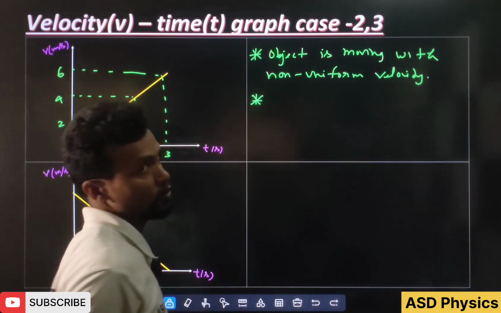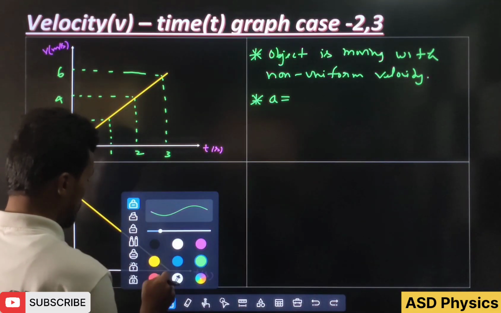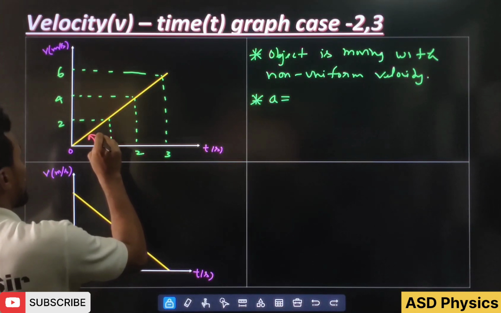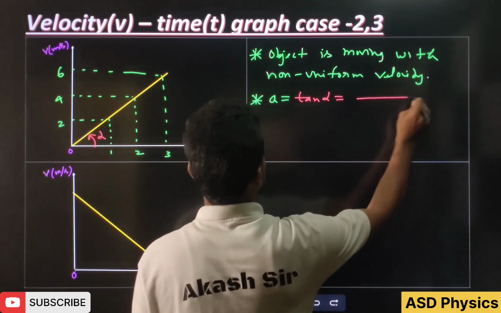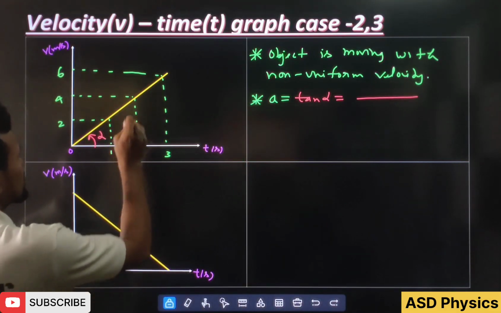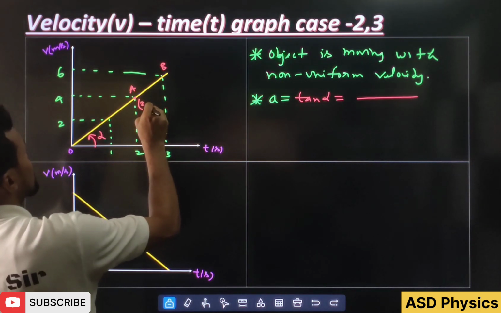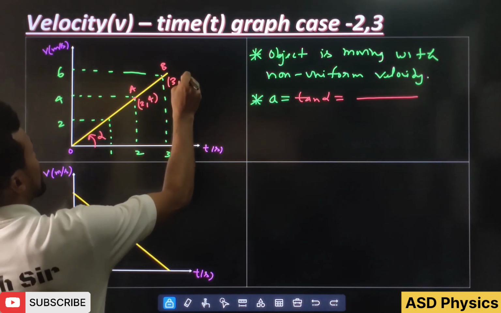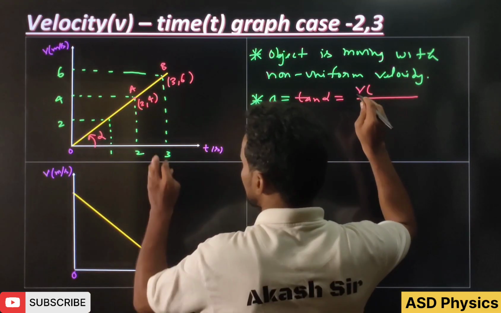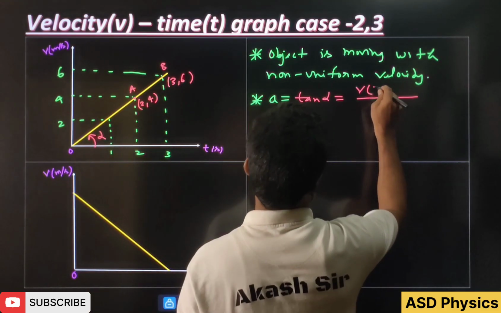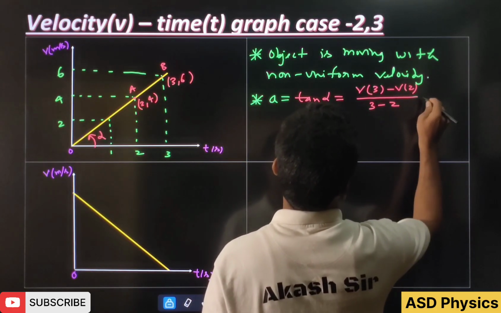Second point, acceleration. Let's take an angle alpha, because the slope of the VT graph gives the acceleration. You can take any 2 points. Let's take point A with coordinates 2, 4 and point B with coordinates 3, 6. For the average acceleration, at time 3 and at time 2, we get V3 minus V2 divided by 3 minus 2.